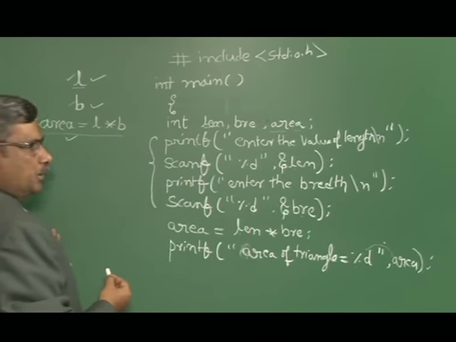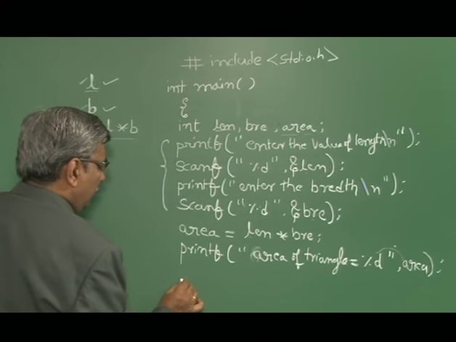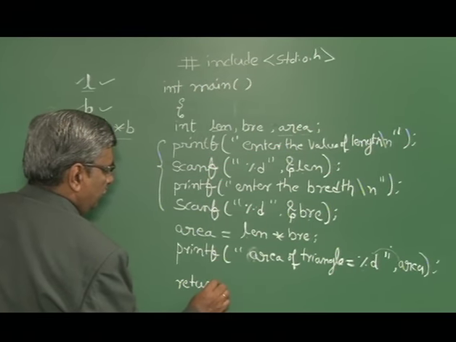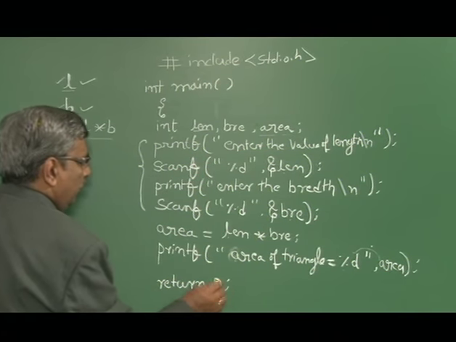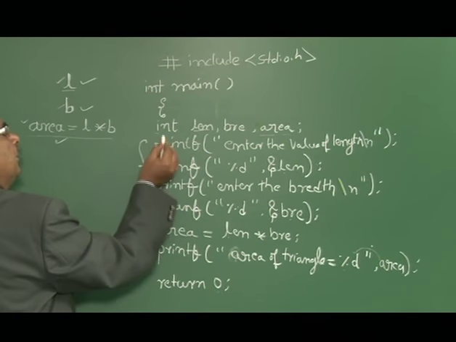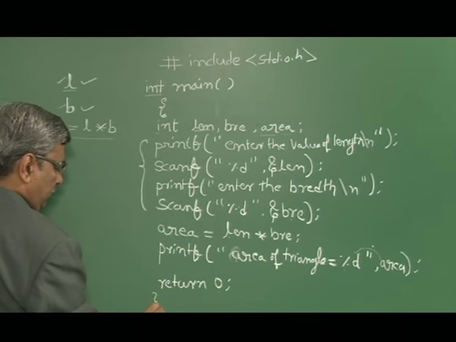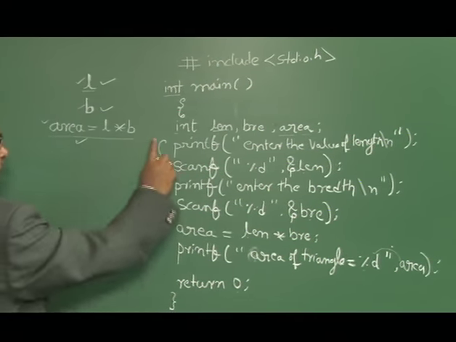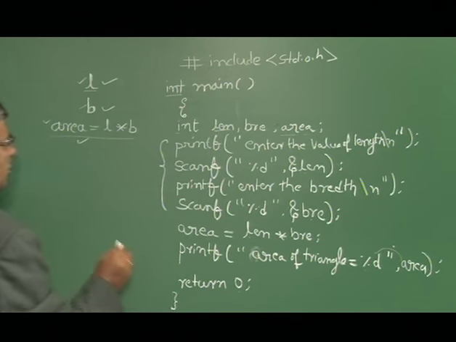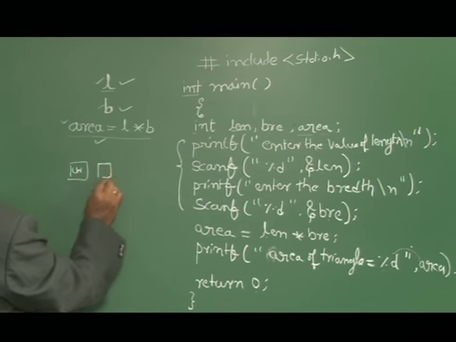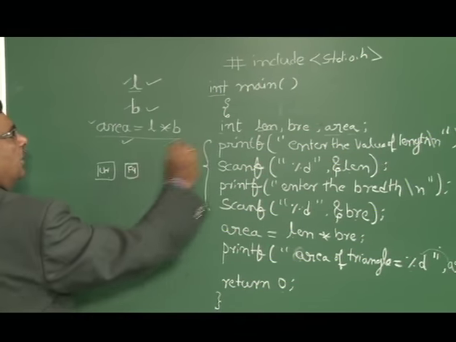Put a semicolon. There is no ampersand symbol here, you observe this. So, after this statement you use return 0 because here we used int in main. Close this. After typing this program in the Turbo C environment, you press the Control key and F9 key, and it starts running.